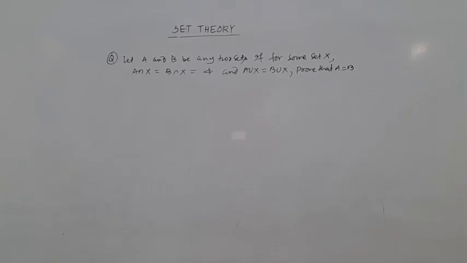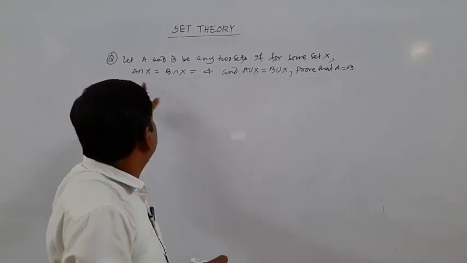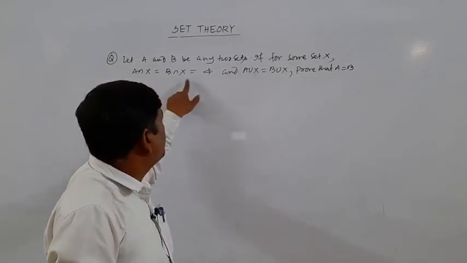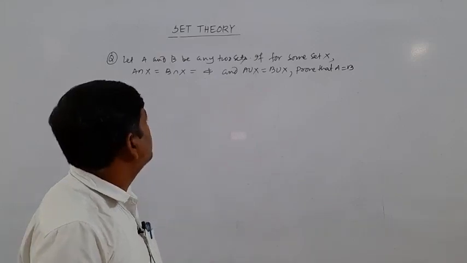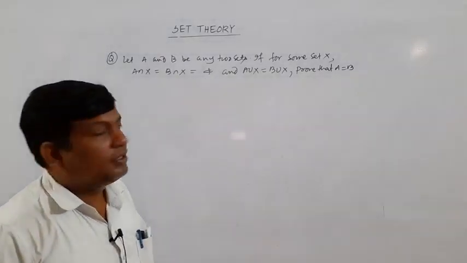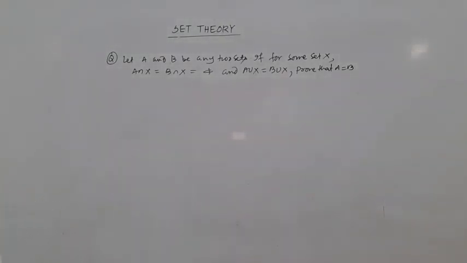Given that A and B are any two sets, if for some set X, A intersection X is equal to B intersection X is equal to ∅, and A union X is equal to B union X, then prove that A is equal to B. This is the question.